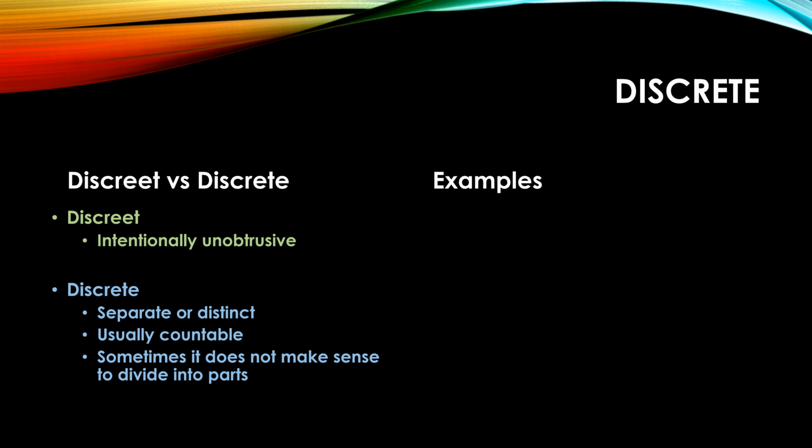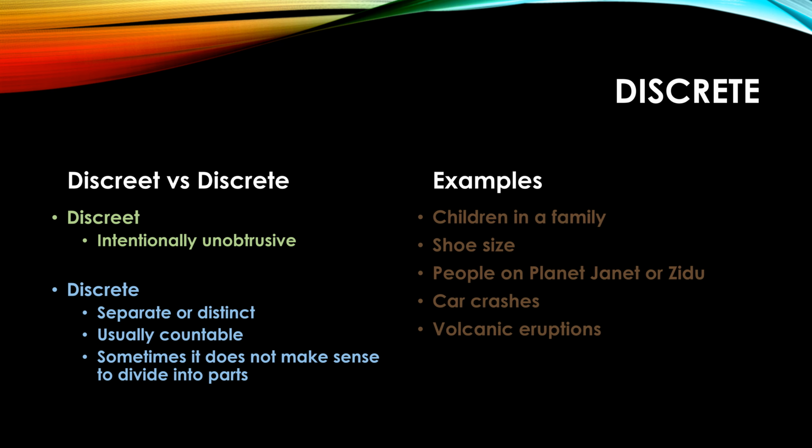And in our case, it's also going to usually be countable, and sometimes it does not make sense to divide it into its component parts. So let's think about this. Some examples are children in a family, shoe size, people on planet Earth, car crashes, or volcanic eruptions. So each car crash, each volcanic eruption, each person is separate or distinct and countable. And it doesn't make sense to have half of a volcanic eruption or half of a car crash.